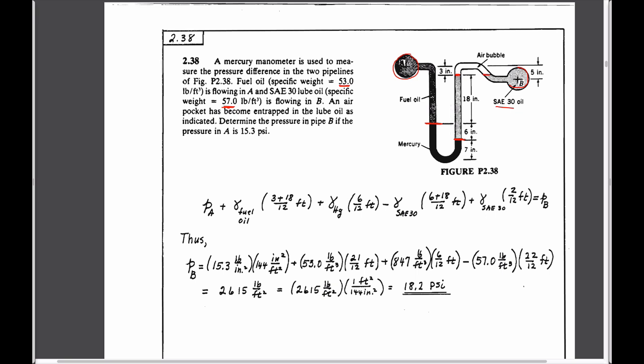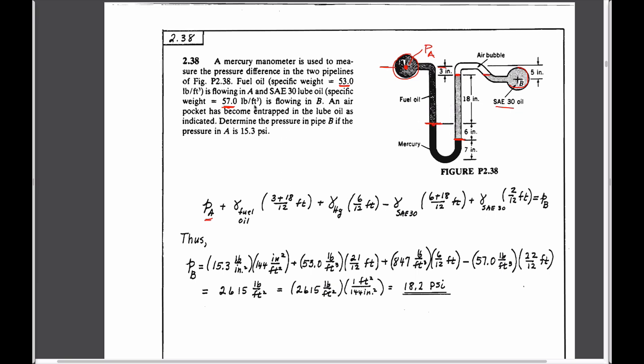We can work from A all the way through the system to point B to get the differences in pressures. We'll go to the centers of each of the pipelines because that's what's given here, although it's not really very clear. This is the center of this pipeline. Pressure A acts in this particular pipe, so we start off at this location. Pressure A, we go to the next location and we need to go down a total height of 3 inches plus 18 inches to get to this point here.